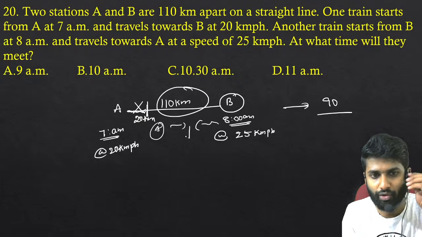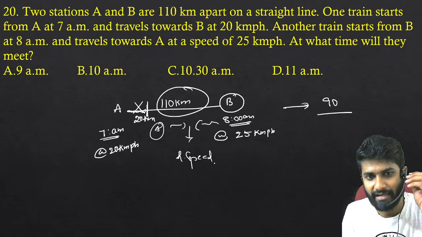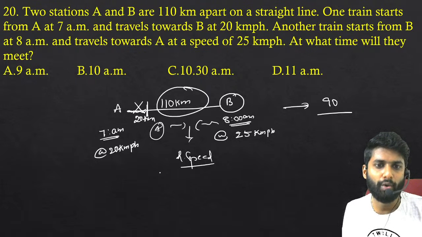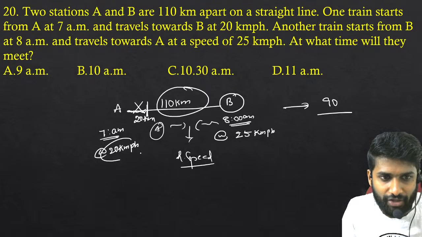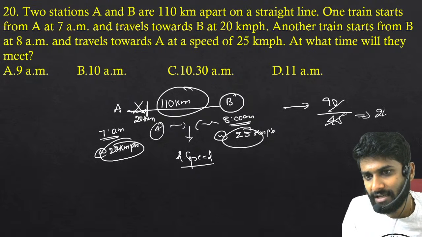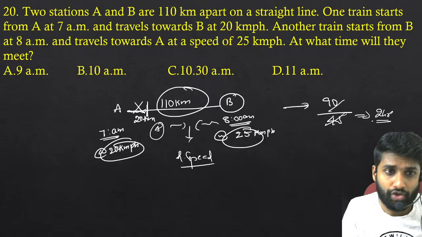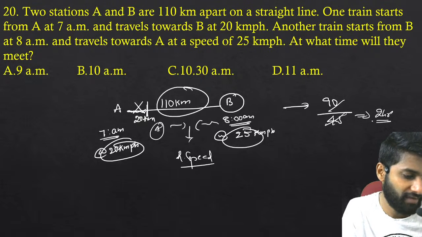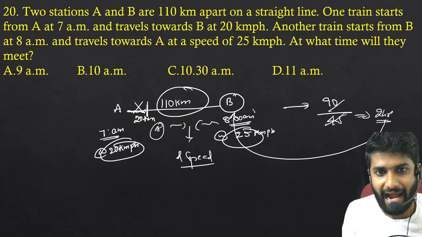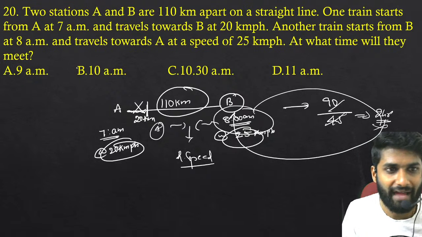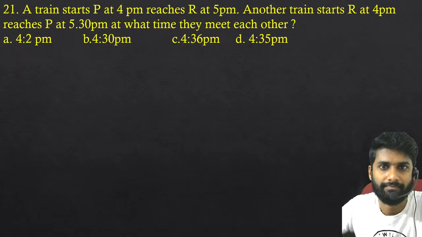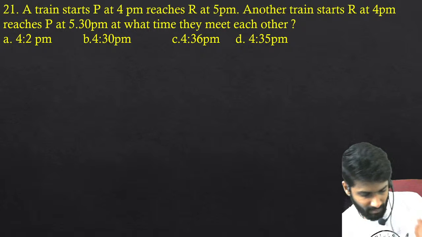Now both are in motion, so definitely it deals with relative speed. If two objects are traveling in opposite directions, the relative speed is the addition: 20 plus 25 is equal to 45. So 90 divided by 45 is exactly 2 hours. Those 2 hours you should add to 8, not to 7, because that is when the relative speed starts. So 8 plus 2 hours, they meet each other at exactly 10 a.m. Very good. Next one. Try this question.